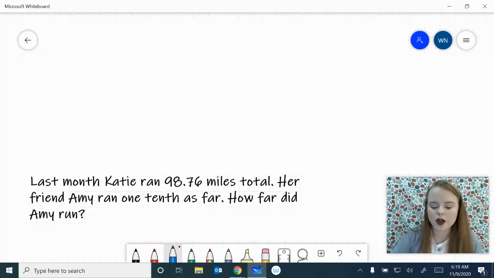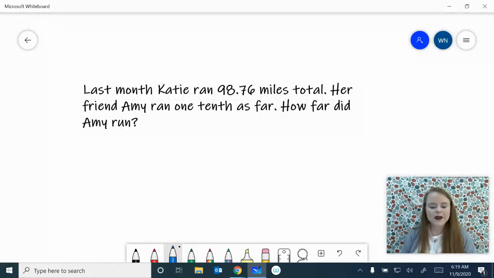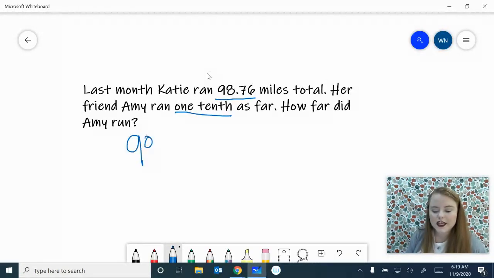Let's move on to the word problem. Last month, Katie ran 98 and 76 hundredths of miles total. Her friend Amy ran 1/10 as far. How far did Amy run? So I'm going to make sure I'm underlining the important things here. I know that Katie ran 98 and 76 hundredths of miles. Her friend Amy ran 1/10 as far. So all I'm going to do is 98 and 76 hundredths times 1/10.